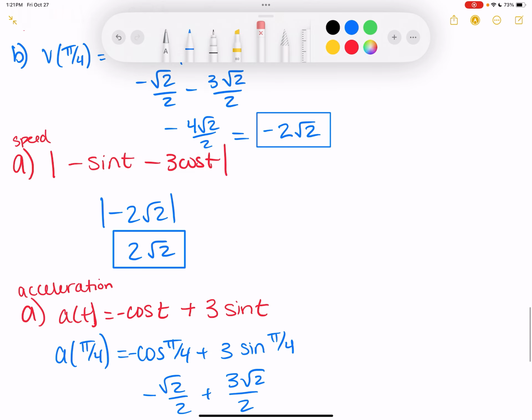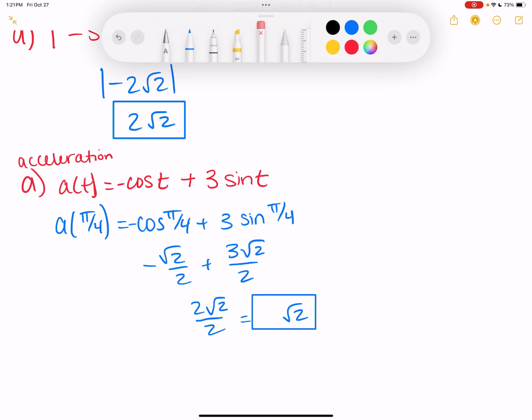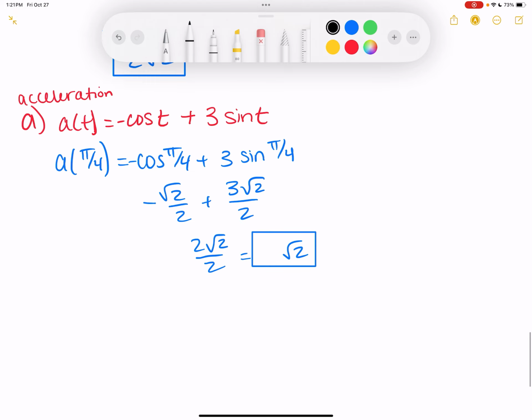Yes, it was a negative sign, so the derivative would be negative cosine. So it's just root 2. And one more for today, and then we'll be done. Wait, why is it just root 2? Because 2 root 2 over 2 is root 2. Ah. Fantastic. 18.